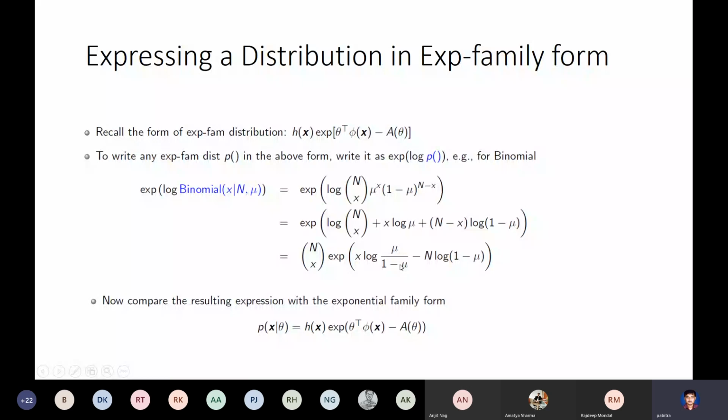Now compare it with this form. So what is h(x)? h(x) is n choose x. What is theta(t)? Theta(t) is log of mu by (1 minus mu). What is phi(x)? Phi(x) is just x here. What is A(theta)? A(theta) is minus n log of (1 minus mu). This is A(theta).